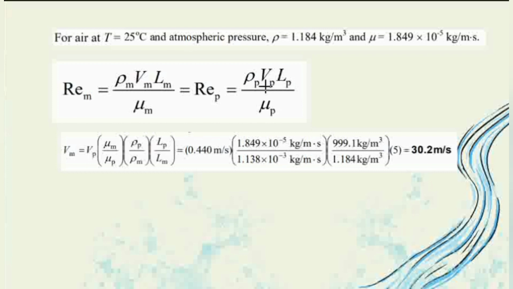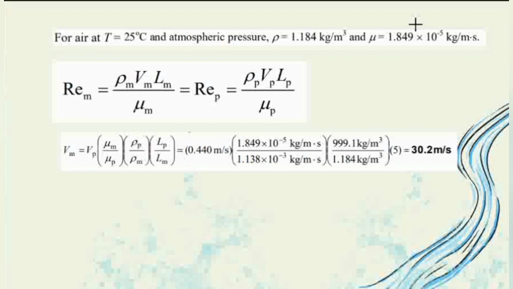If we solve equation 1 for the unknown wind tunnel speed, we have Vm is equal to Vp times mu m divided by mu p, multiplied by density p divided by density m, multiplied by the length p divided by the length m.